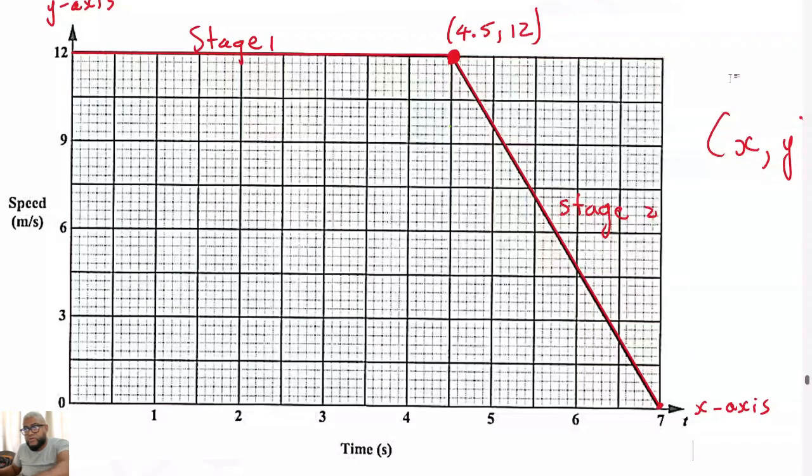4.5, comma 12 is this coordinate. Give me the next coordinate on that graph. Isaiah.